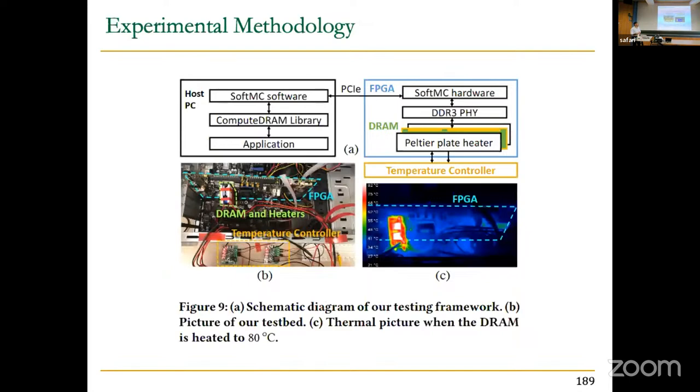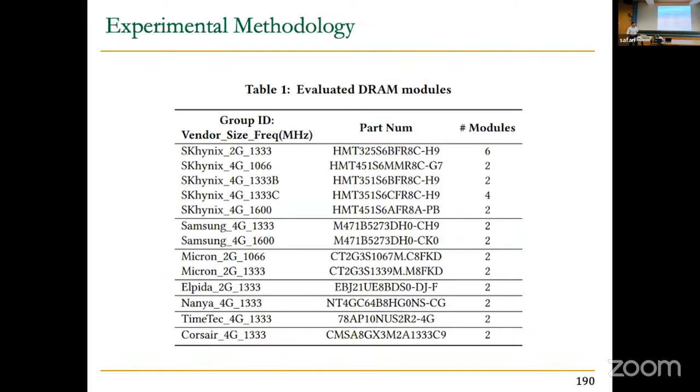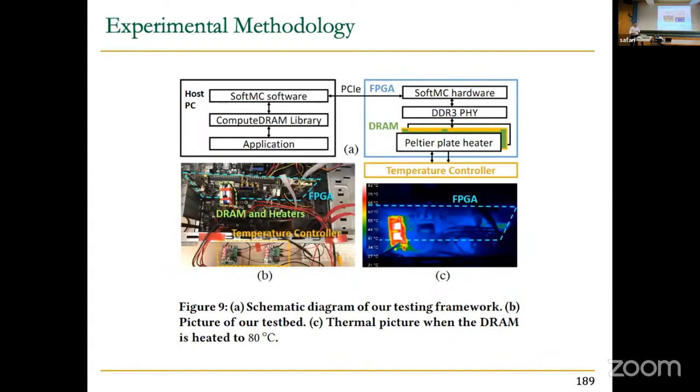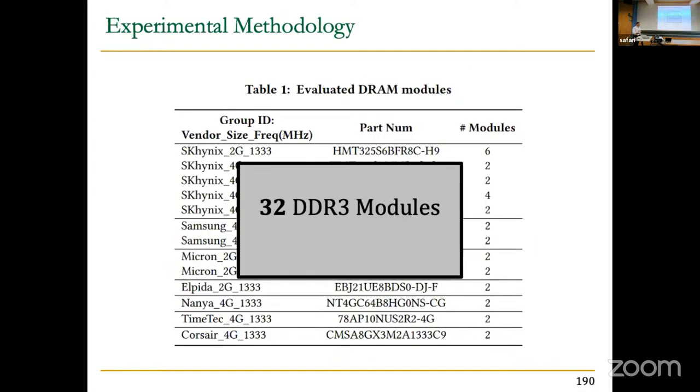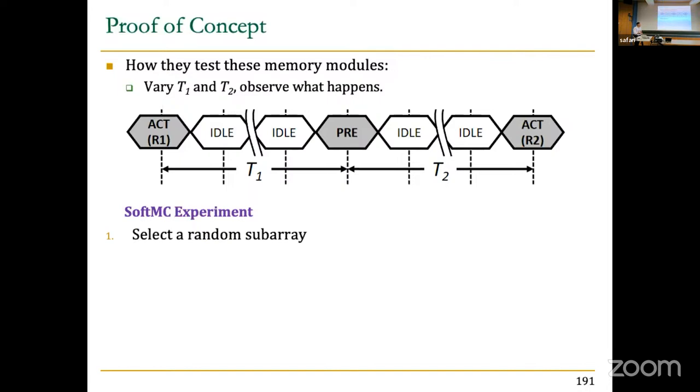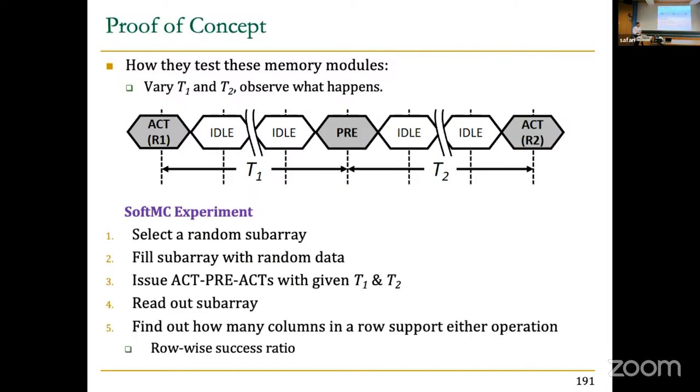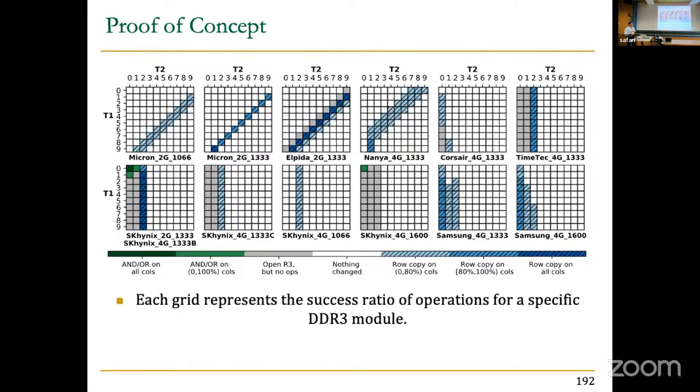This was tested on an FPGA with several DRAM chips, using the infrastructure that I mentioned before, SoftMC. They tested 32 DDR3 modules, 256 DRAM chips, and ran SoftMC experiments varying these T1 and T2 times. This diagram shows how reliably you can do AND or OR, where nothing happens, row copy of 80% of the row, row copy of 100% of the row, or row copy of all of the rows. So it's not a reliable operation 100% of the time. It requires a lot of testing to figure out this time difference and the behavior that you get from the DRAM chip.